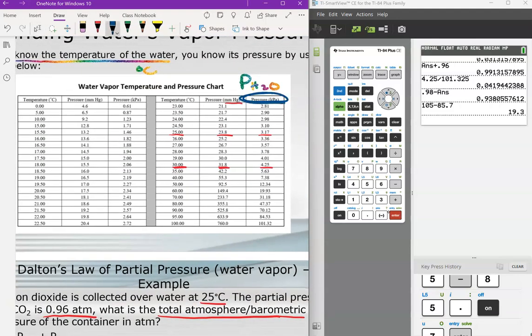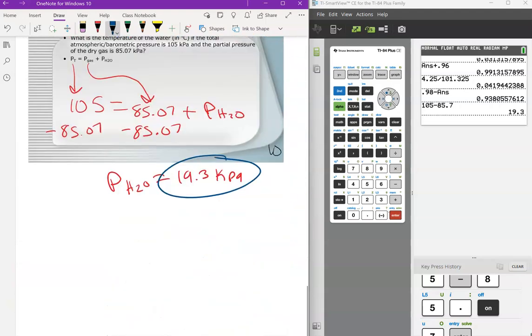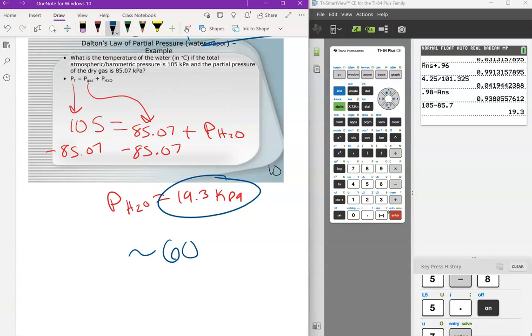I have to make sure I'm looking in the column for kPa because those are the units we're in. And we have 19.3. I'd say the closest value is pretty much here, 19.93. I would say that's the closest. And that would be 60 degrees Celsius. So for an answer for this, we could say that it's about 60 degrees Celsius, and that would be an acceptable answer.